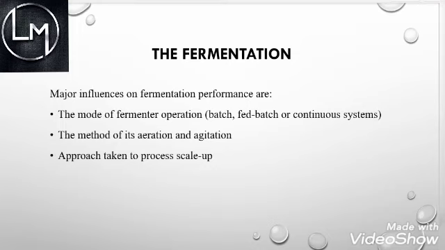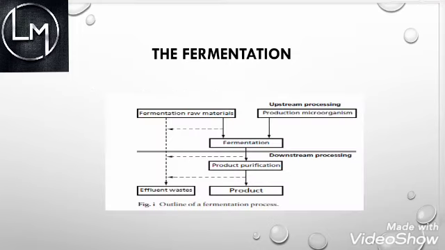Another is the approach taken to process scale up. So here we can see there are two processes actually, upstream processing and downstream processing. What happens in the upstream processing is the fermentation raw materials are used as the input and microorganisms of the desired character are produced, and then the fermentation takes place. When the fermentation takes place, then the downstream processing starts.